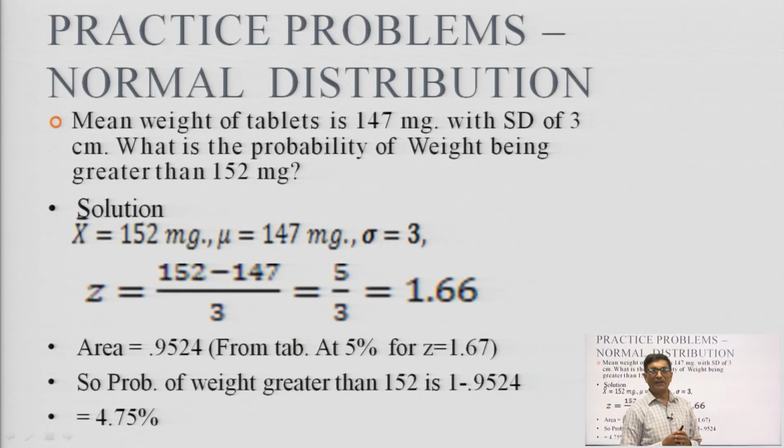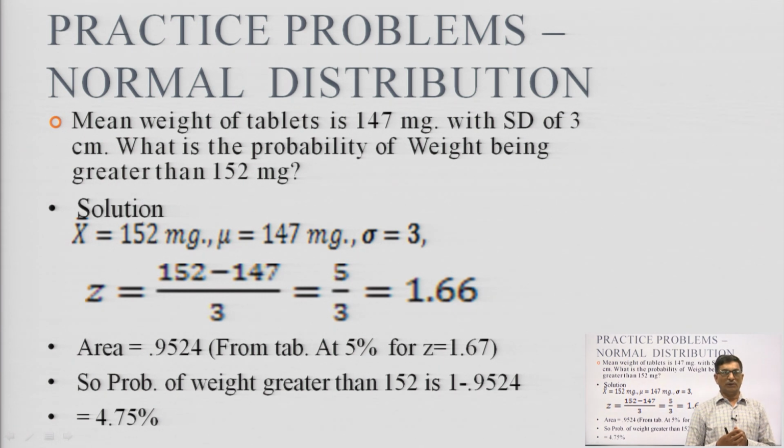Practice problem for normal probability distribution. The mean weight of a tablet is 147 milligram with a standard deviation of 3 milligram. What is the probability of weight being greater than 152 milligram? In our problem, we have some tablets in a batch, and the mean weight of these tablets is 147 milligram, and the standard deviation of the weight of the tablets is 3. Then what is the probability of weight being greater than 152 milligram?